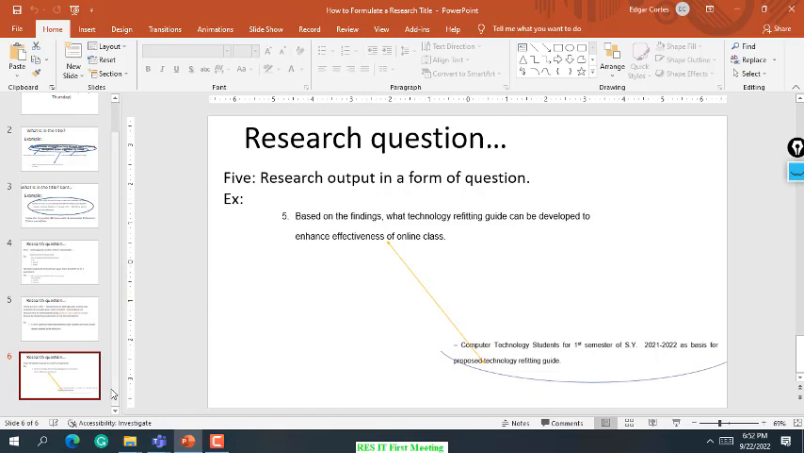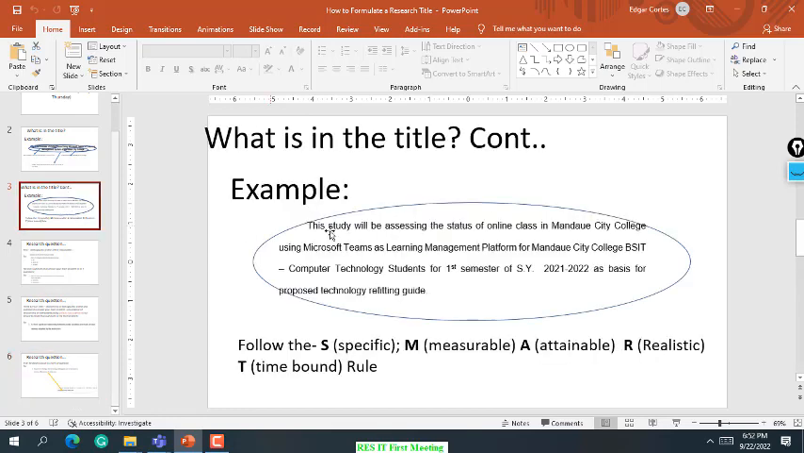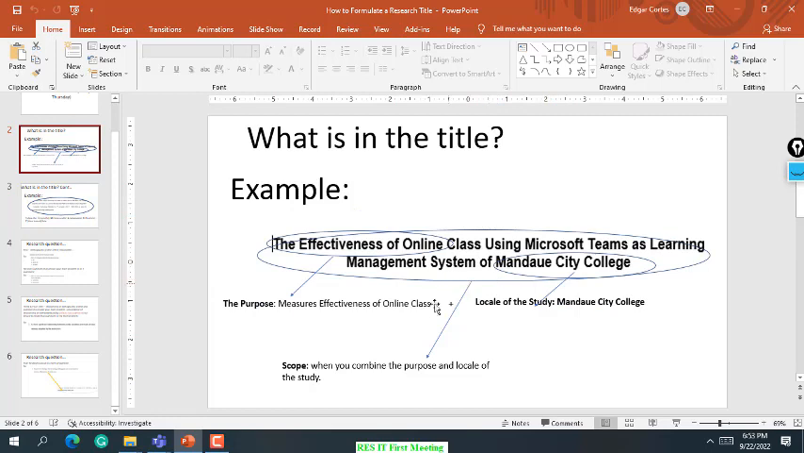So I'm just going to reiterate. Mostly in the research question, the first is the demography of the respondents. Second, the questions that answer the main problem. So what is the main problem? This is our topic, or this is our title. So this is the title, effectiveness. So all questions would address the effectiveness of online class using Microsoft Teams.